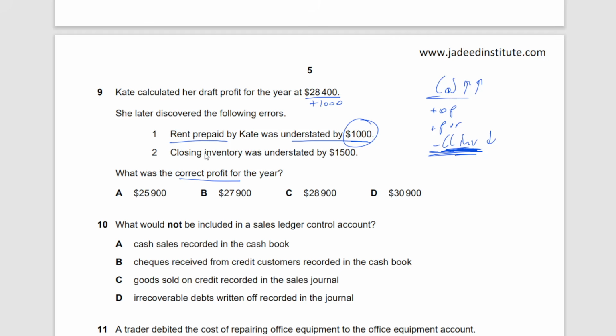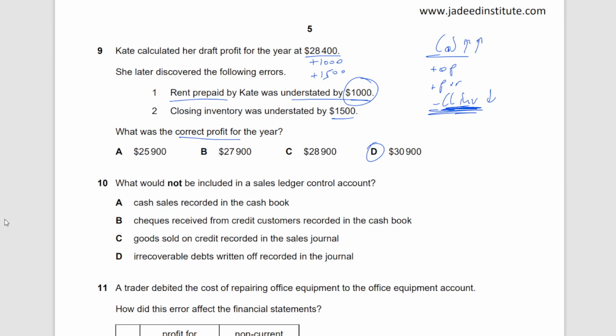The rule of thumb is you don't have to memorize, but once you understand, then you can remember that when closing inventory is understated, profit is understated. So to fix that, well, we will add 1,500, right? Because by mistake we have understated this, means we have understated profit. So to correct it, we have to add it back. All right, so that is 28,400 plus 2,500, 30,900. D.